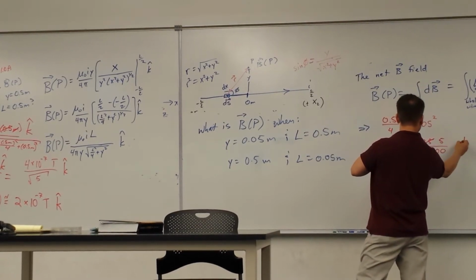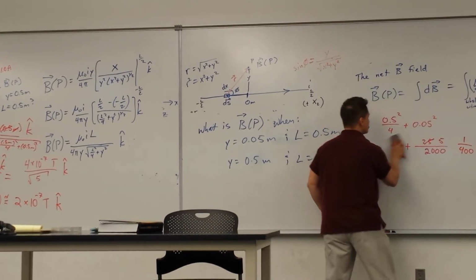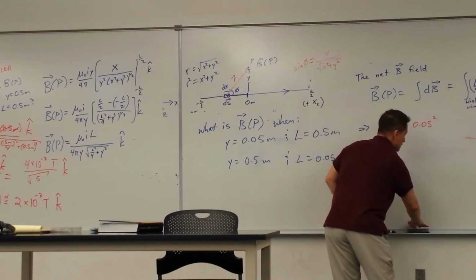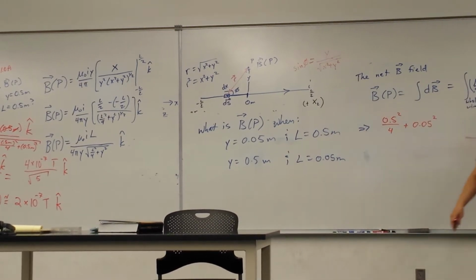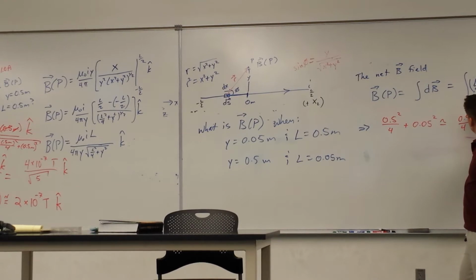That's where that, I thought it was a four, what was I doing? 400. Wrong. Okay, I needed to know this. 3.9, so we got. Okay, so for these values of L and Y, this corresponds to, give or take, 0.5 squared over 4. 2.